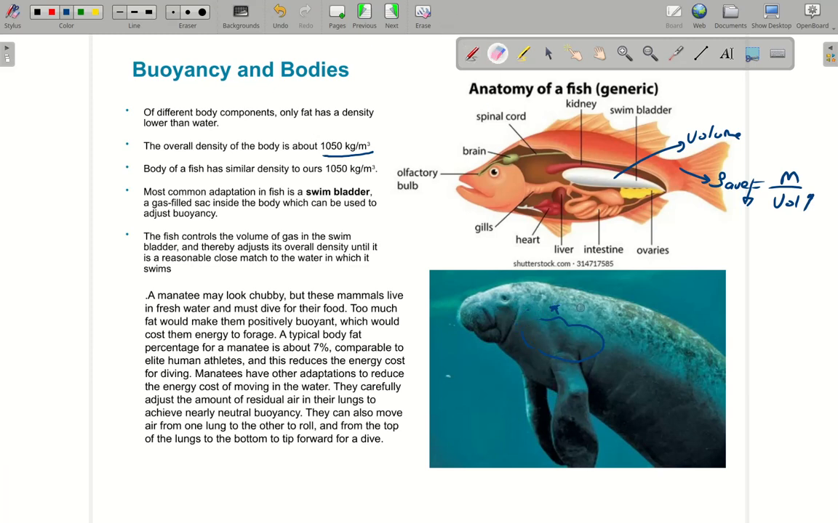Let me try to draw that here. For example, if they make less volume and more dense in the front, density increases. If volume decreases, they can dive easily, or they push air more to the back side and make less dense here. That's right, less dense, more dense, or vice versa. If they want to go up, they just make the front less dense, back more dense, so they can rise up easily. It's very interesting, skillful tactics they have.